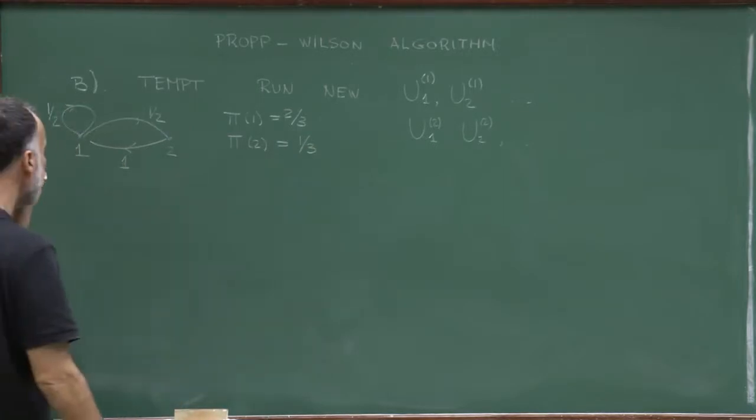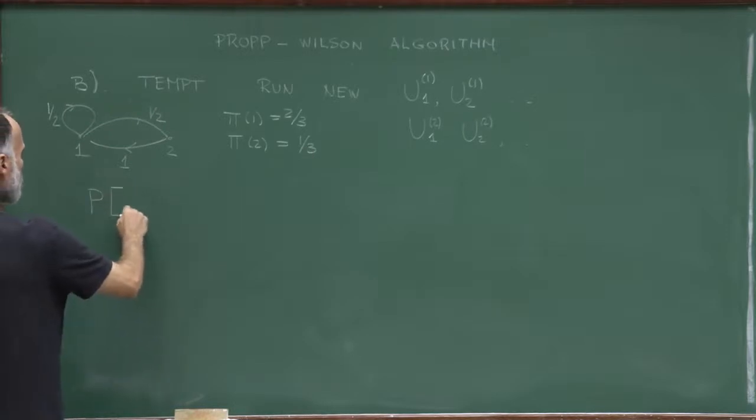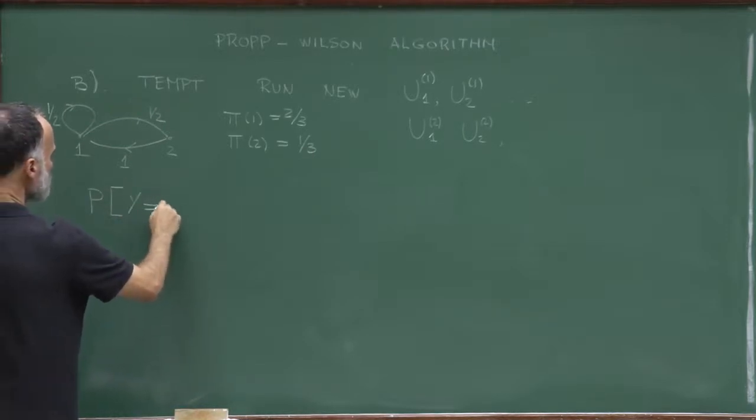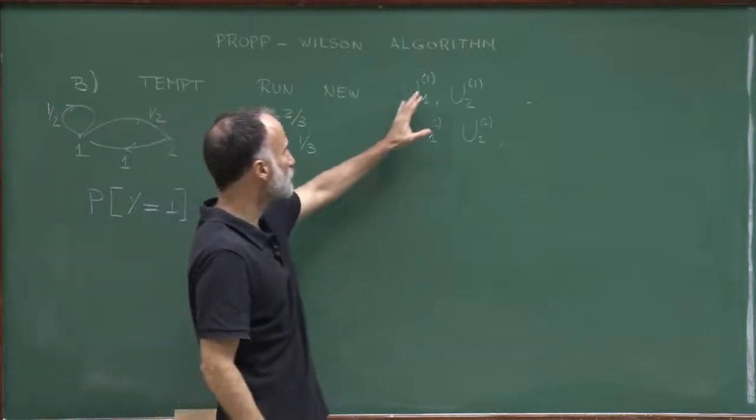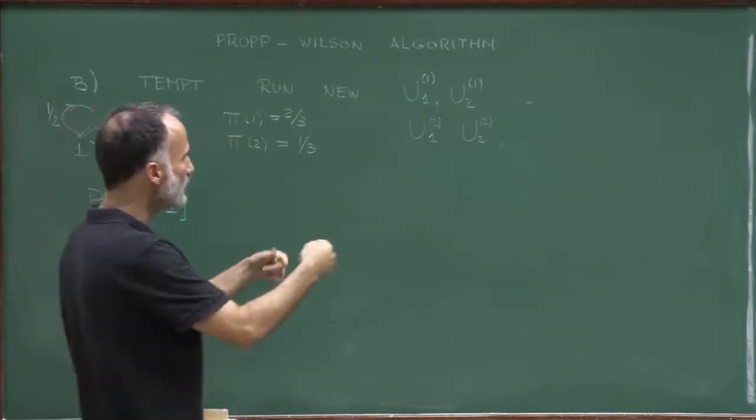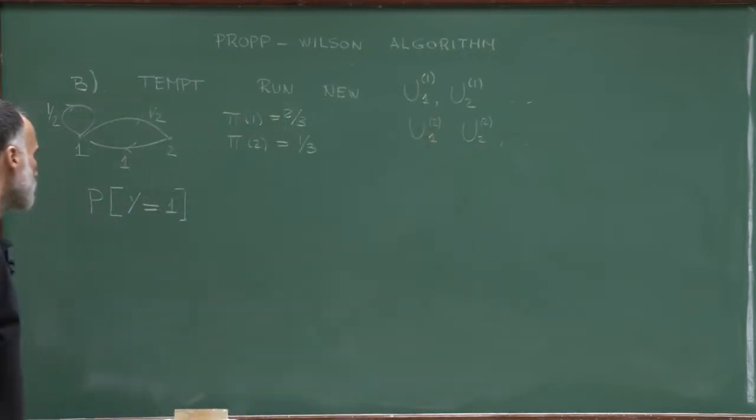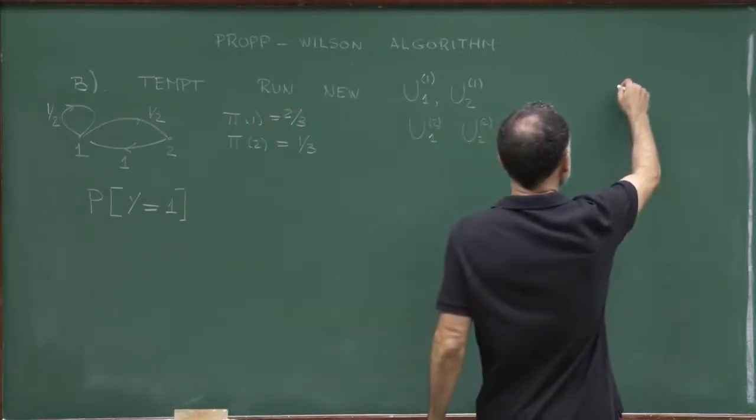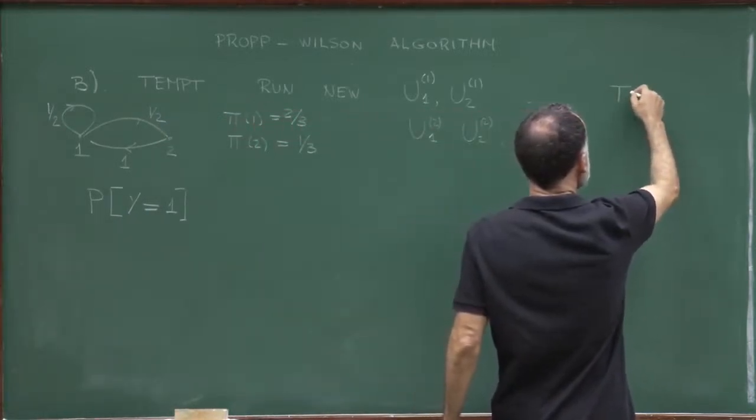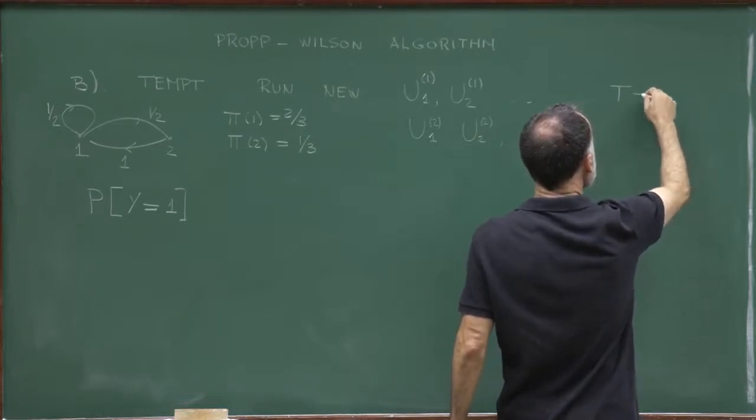Now, let me compute the probability that y is equal to 1. So y is the output of this new algorithm in which at each stage I use a different set of random variables. Let me call t the stage at which I end. So this is the ending time.